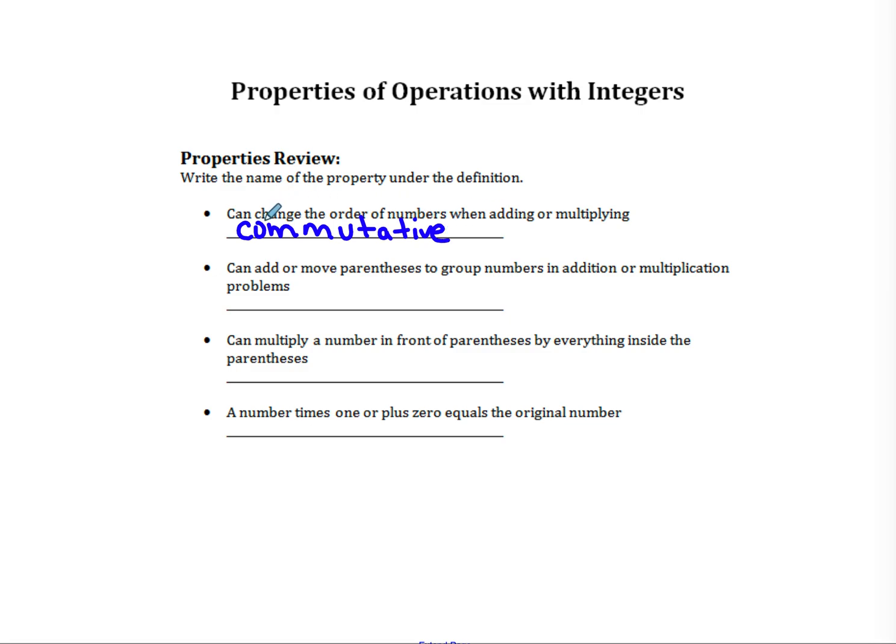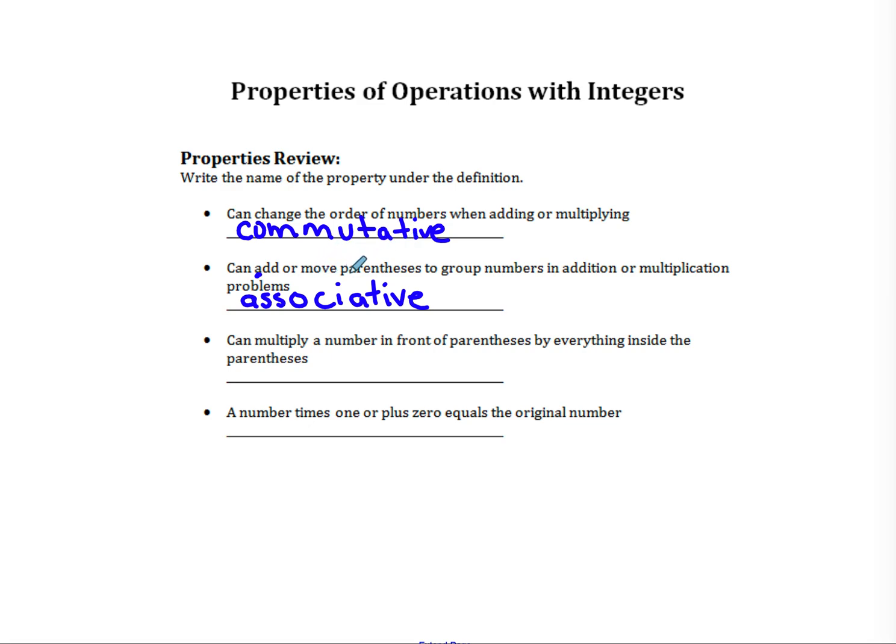Change starts with the C. Commutative starts with the C. Some people like to think of it that way, or you can think about if you have parents that commute to the city for work, they're changing their location to work. That's commutative property. All right, can add or move parentheses to group numbers in addition or multiplication problems. So adding in the parentheses, that add starts with the letter A, and a property also starts with the letter A, associative.